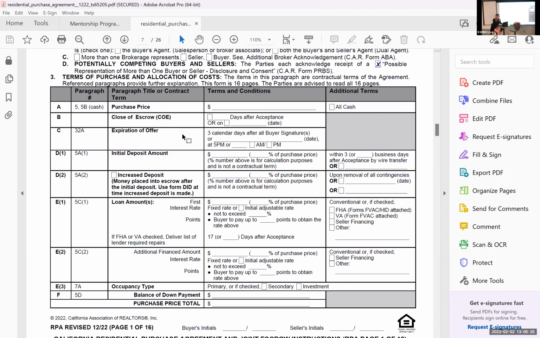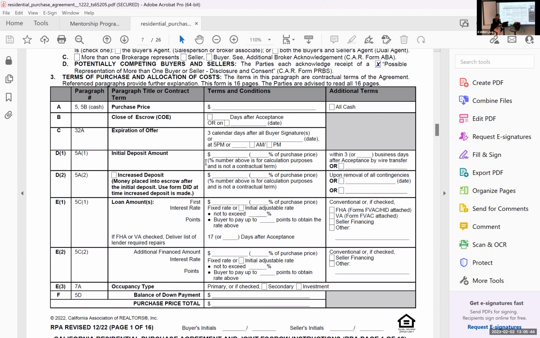All right. The expiration of the offer is the calendar day. Like if I write the offer today, expire on. Yeah. If you wrote an offer today, which is Thursday, Friday, Saturday, Sunday at 5 p.m. Oh, okay. Yeah. All right.